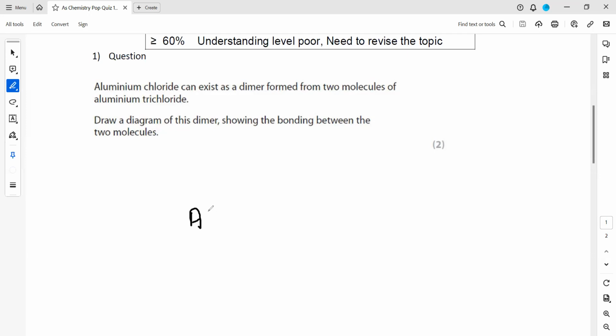So aluminium shared electrons with chlorine, like 3 covalent bonds are there. Each chlorine shares 1 as it belongs to group 7, and the unshared electrons will be 6. This is one molecule of aluminium trichloride. Then another molecule of aluminium trichloride. So aluminium is there. Then a dot and cross diagram.